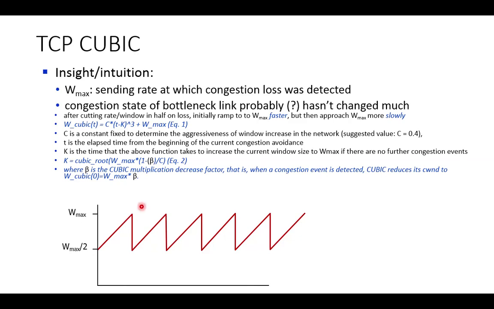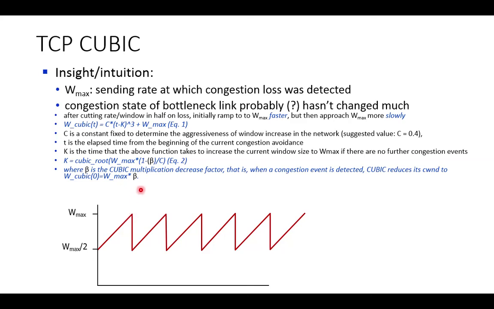Second, T is the time elapsed from the beginning of the current congestion, and K is the time that the above function takes to increase the current window size. So how quickly you should reach from this value to this value depends on K. And what should be K? The K formula is this one. Here, this is basically the cubic root function. This is the exponent. And W max is the value of the congestion window when the last congestion happened, at its maximum value.